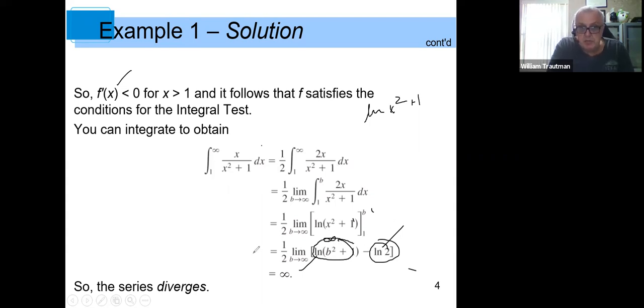But anyway, since the integral goes to infinity, it does diverge. All right. I don't know what I did. I'm going to have to go back and look at the video now.